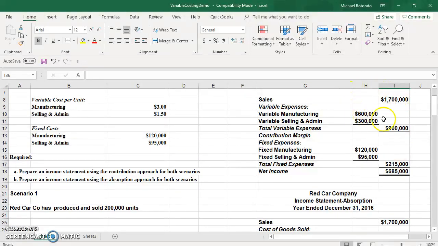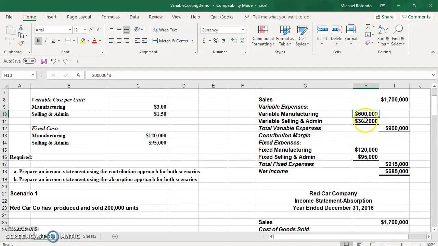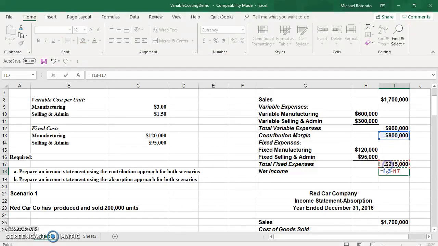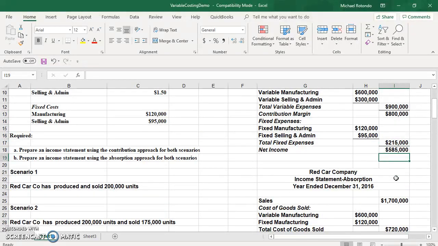So we must have a mistake up here because they should be the same, right? So we have 200,000 times $3, 200,000 units, right? 200,000 times $1.50. So we should have calculated our contribution margin here: sales minus variable expenses. And then what we do is subtract the total fixed expenses from contribution margin. So we have 585, and that's what it should be.